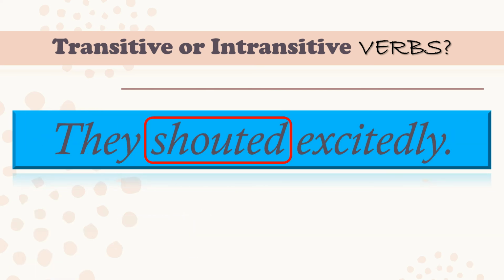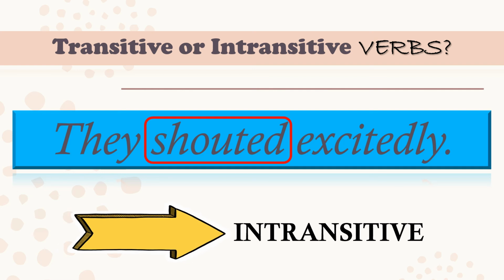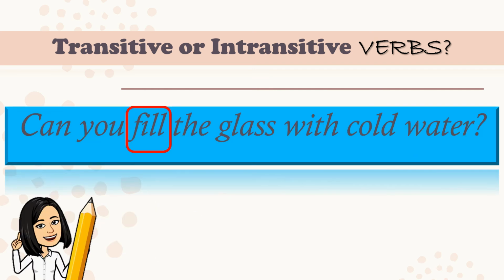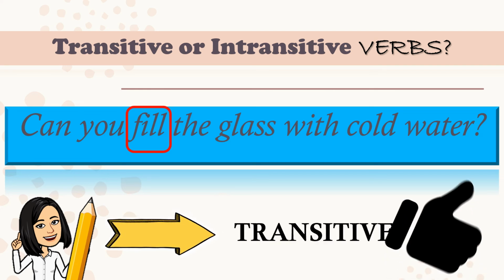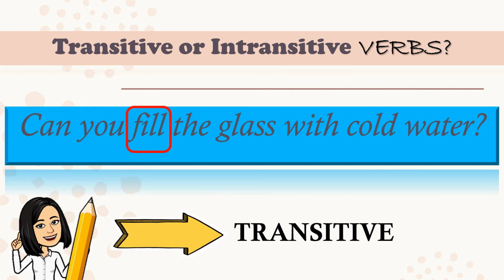How about this? They shouted excitedly. Is the verb shouted transitive or intransitive? Intransitive, good job! Because we don't have any object in the sentence. Now, can you fill the glass with cold water? Is the verb fill transitive or intransitive? Transitive because we have glass as our direct object.